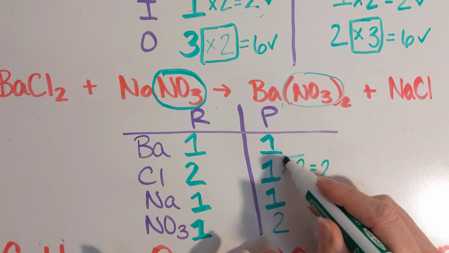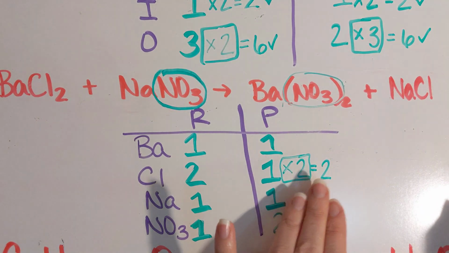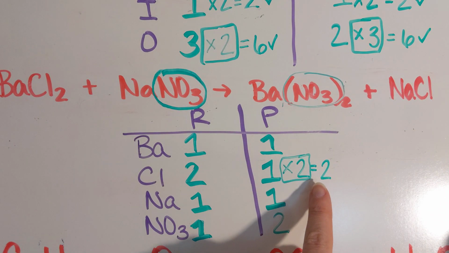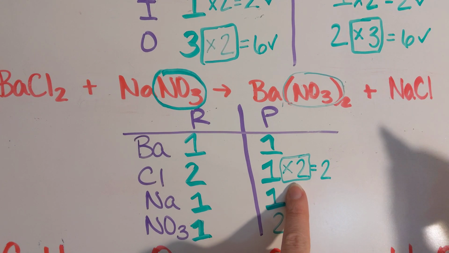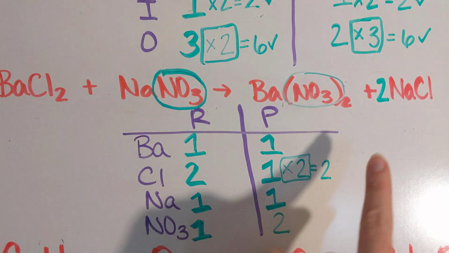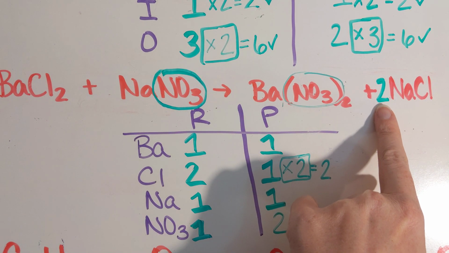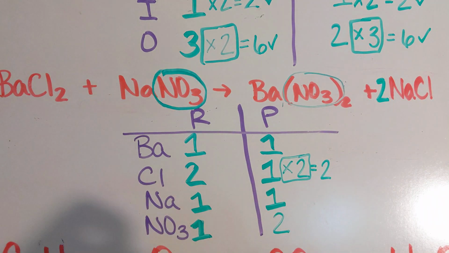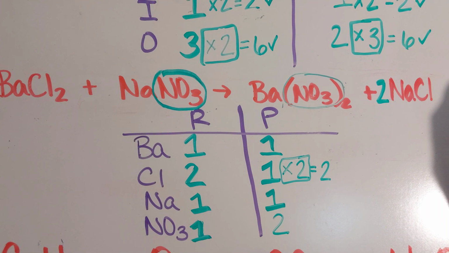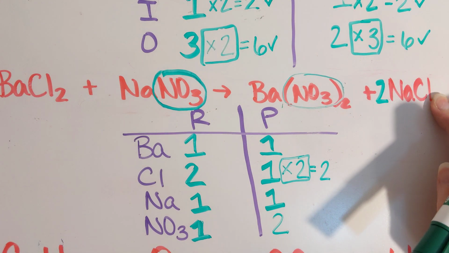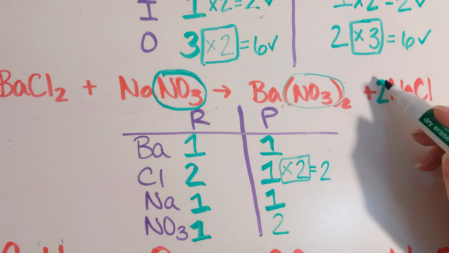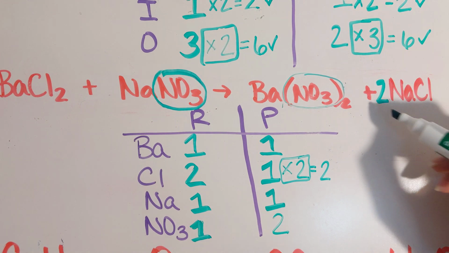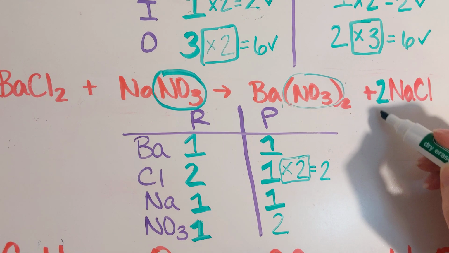And to do that, that means I'm going to put a big coefficient, a big number, out front of 2 times 2. Okay, so 2 chlorines. Now remember, you can never ever put a subscript. Never can you do that. I know that would make life really easy, but you can't. Only the big coefficients out front. So now this is 2 chlorines.